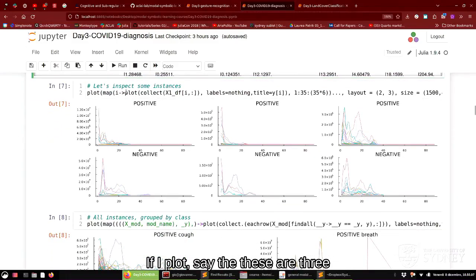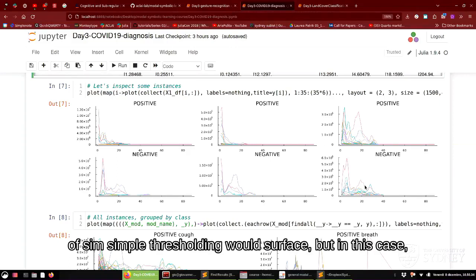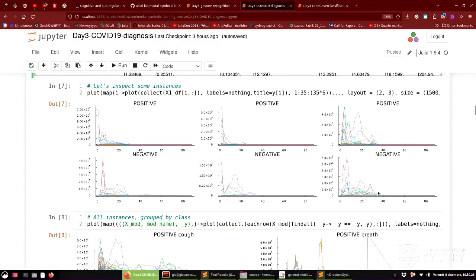If I plot, say, these 3 positives and 3 negatives, this is how they look. I have around 90 temporal points, and this is how the different frequencies distribute. I've shown in NatOps you could guess that some kind of simple thresholding would suffice, but in this case it's more difficult.